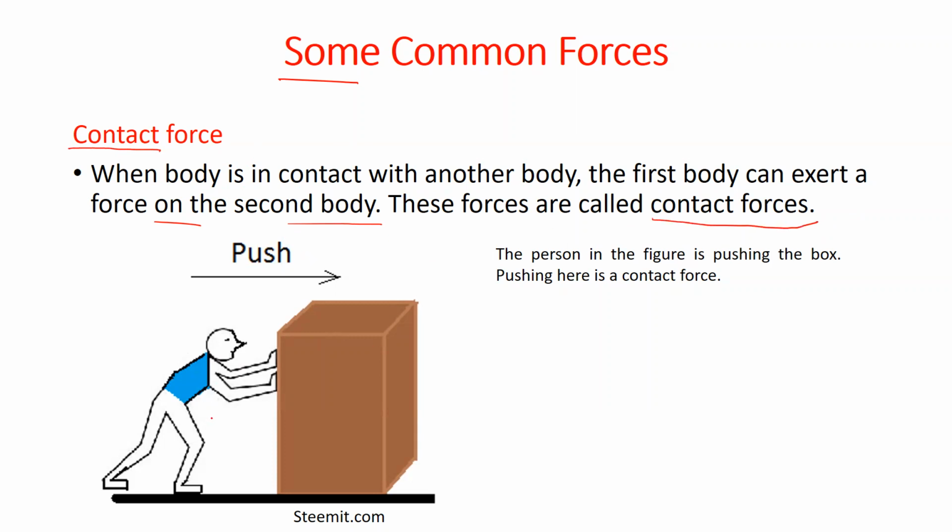Suppose here is a person and this person is pushing this box. Okay, you can see. So the person has exerted a force on the box. But in order to exert that force on this box, the person has to push it. Okay, the person has to push the box, and pushing is a type of force. So by the application of this force, this box will move in one direction.